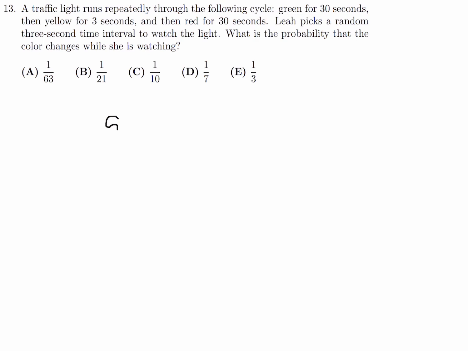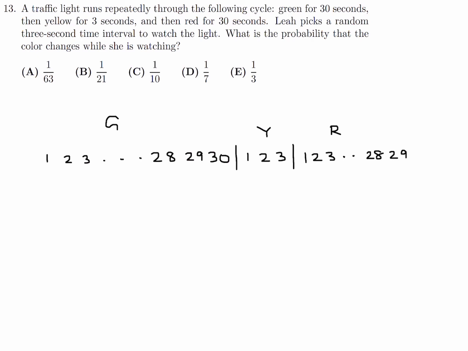So it's green for 30 seconds, so 1, 2, 3 seconds, and so on, all the way until you get to 30 seconds. And then yellow for 3 seconds, 1, 2, 3, and then red for the next 30 seconds. So 1, 2, 3, all the way till 28, 29, 30, like that. And then it goes back to being green again, 1, 2, 3, and so on. So the light will change at these points right here, from green to yellow, from yellow to red, and then red to green.